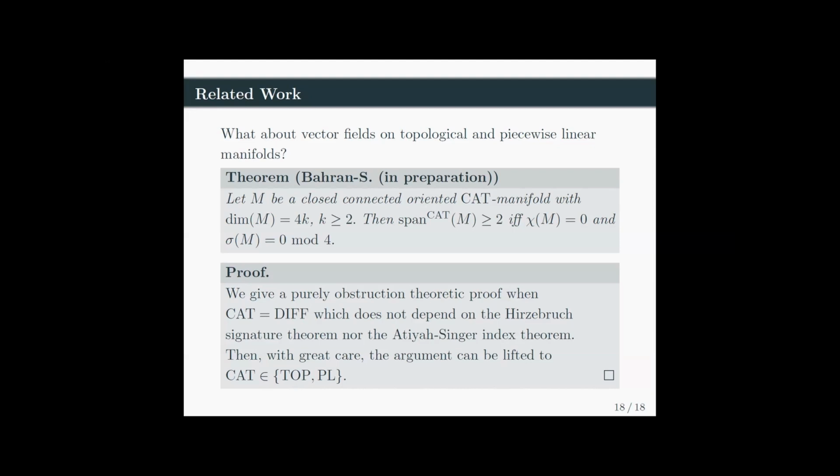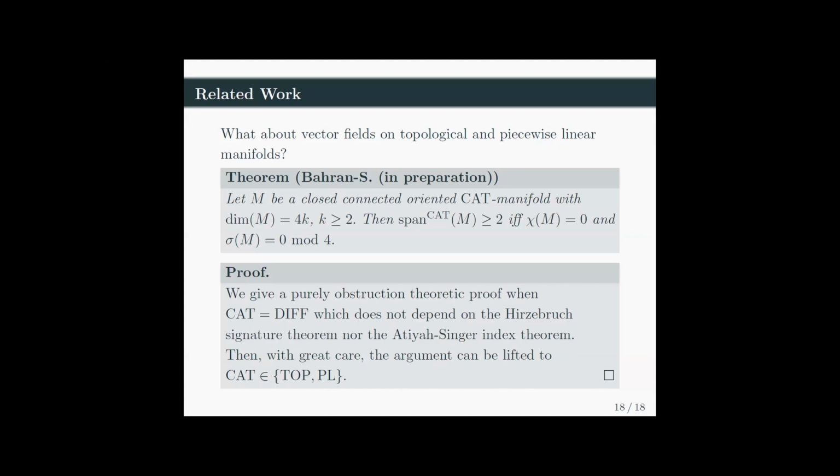It's a hard fact that not every manifold is smooth. So you can ask, is there some notion of a vector field on a topological or piecewise linear manifold? And the short answer to that is yes. Unfortunately, the concept of linear independence does not make sense in this context. But there is still somehow a notion of a cat k-field on a cat manifold, which properly generalizes the notion of a smooth k-field. And cat here means either the smooth, topological, or piecewise linear category.